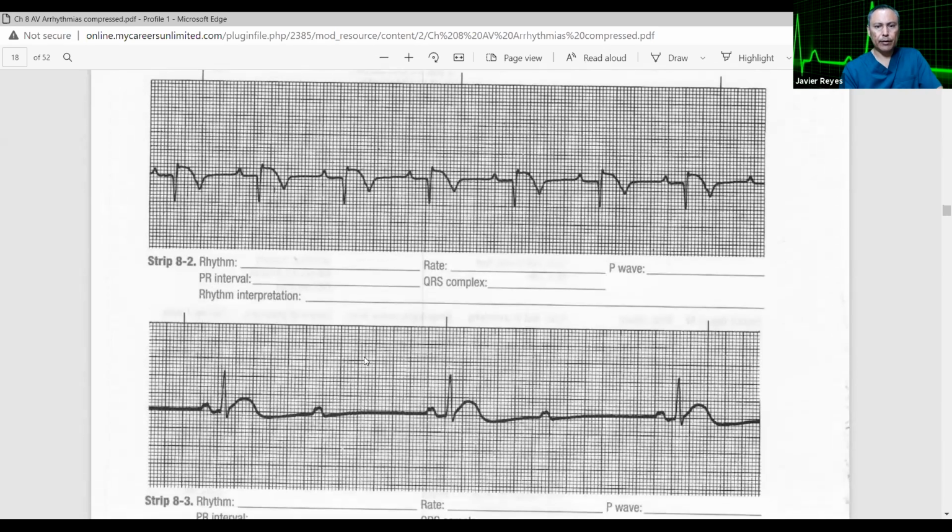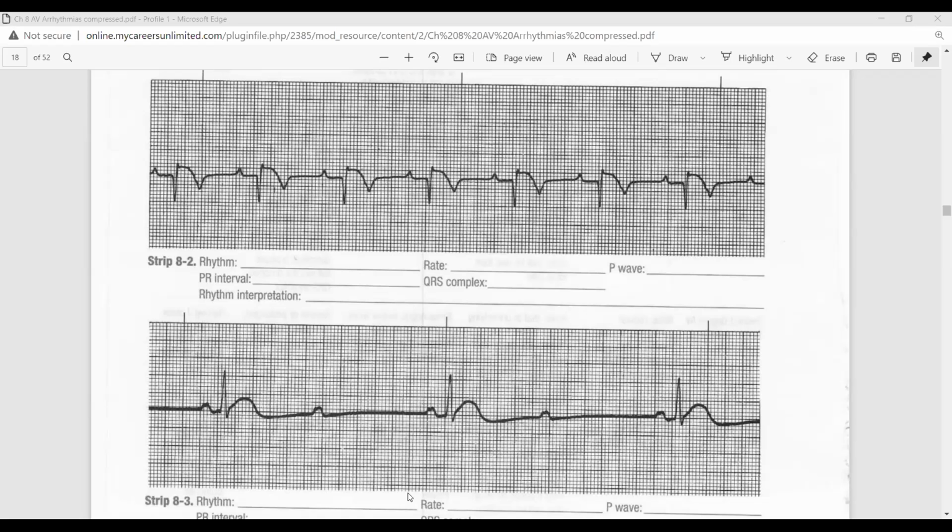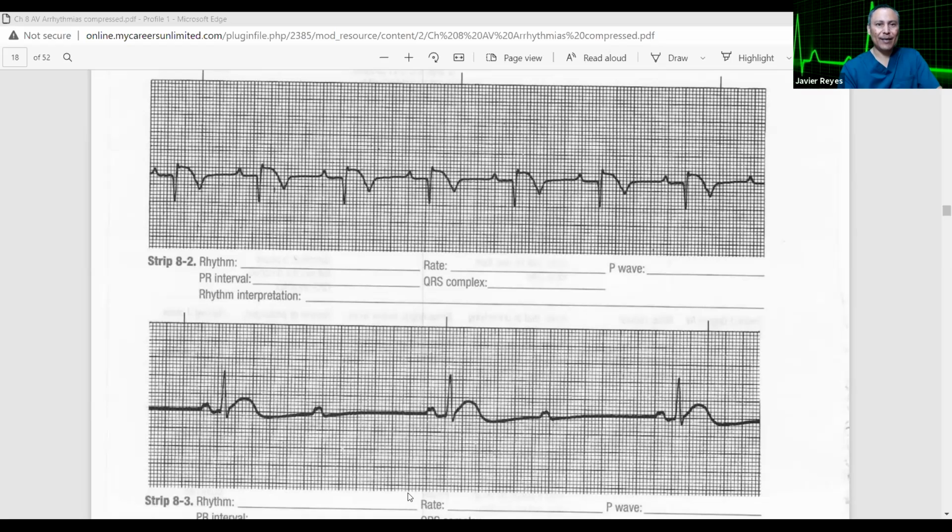Oh, you're gonna freak out with this one. I knew you were gonna freak out with this one. Okay, let me break it down for you. I'm gonna break down the first wave. So let's start here. This is your P wave, and you have a long segment, and then you have a deep Q.